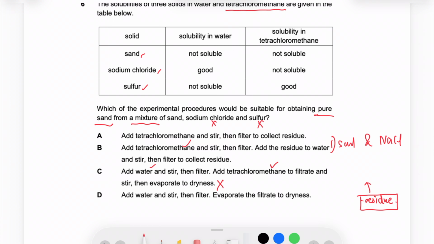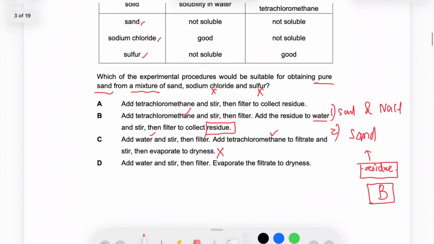Then at the residue, which is your sand and NaCl, you add water. When you add water, sand and NaCl, which one will dissolve? Your NaCl. So in the end, you're left with sand. Then you just collect the residue, which is the sand, which is what you want. So just read carefully. B and C are a bit similar, but just the opposite. So the answer should be B. Moving on.